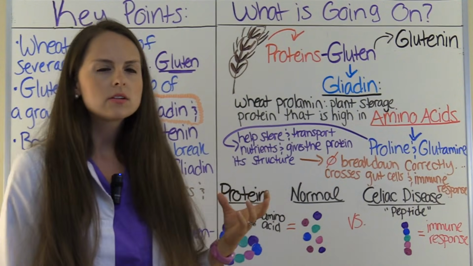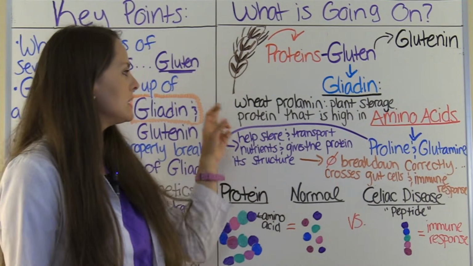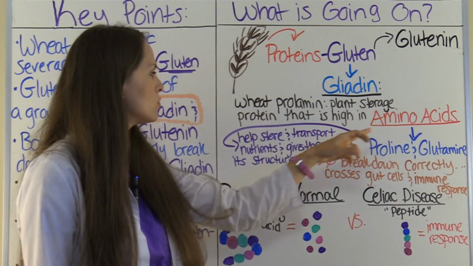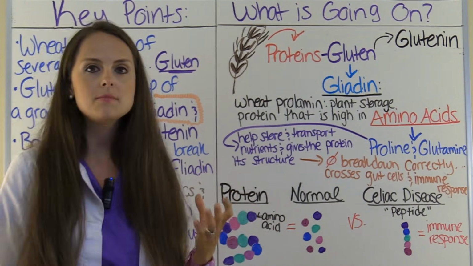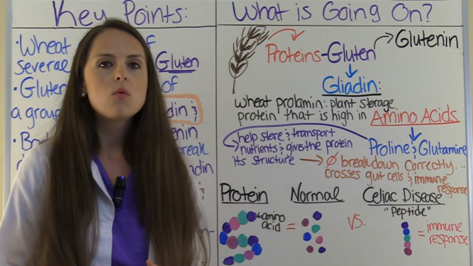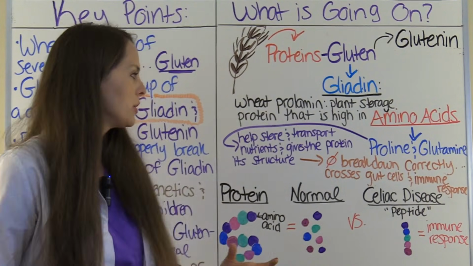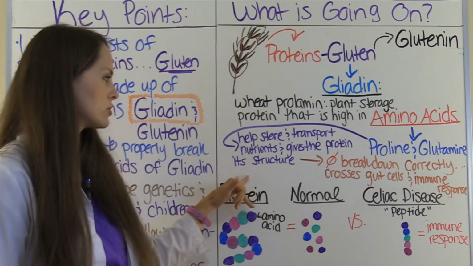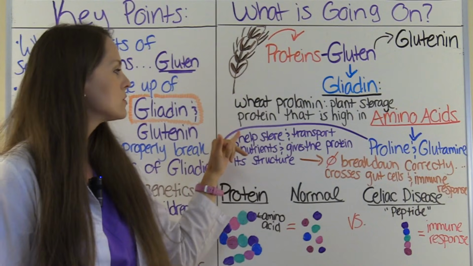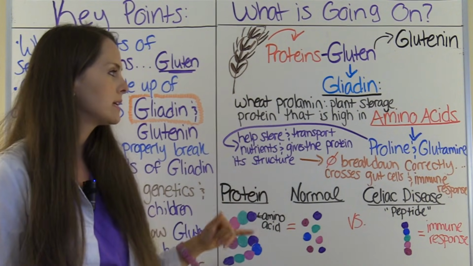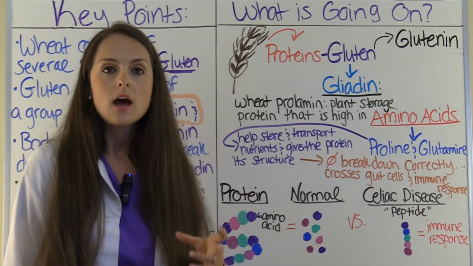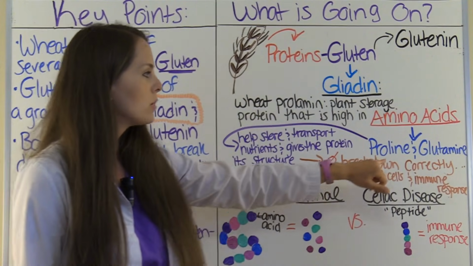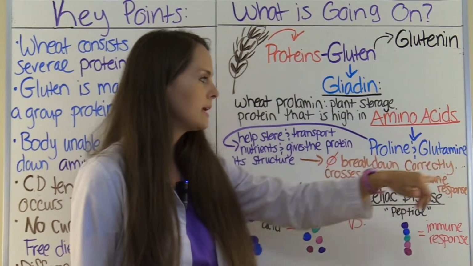And what is gliadin? Let's talk a little bit more about it. Gliadin is a wheat prolamine, and this is a plant storage protein that is high in amino acids. And what are amino acids? What do they do? Amino acids give your protein its structure. It also helps with storing and transporting nutrients. Now, these specific amino acids that make up gliadin in celiac disease are proline and glutamine.